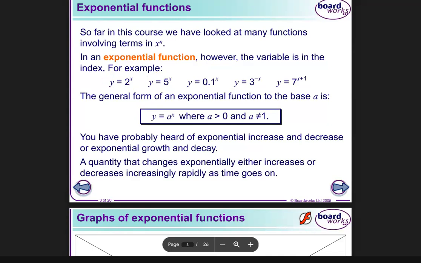Based on the examples on the screen, can you give me an example of an exponential function? Can you give me one? It's going to be like y equals 2 to the power of x, and so on. Just make sure that it is to the power of something.